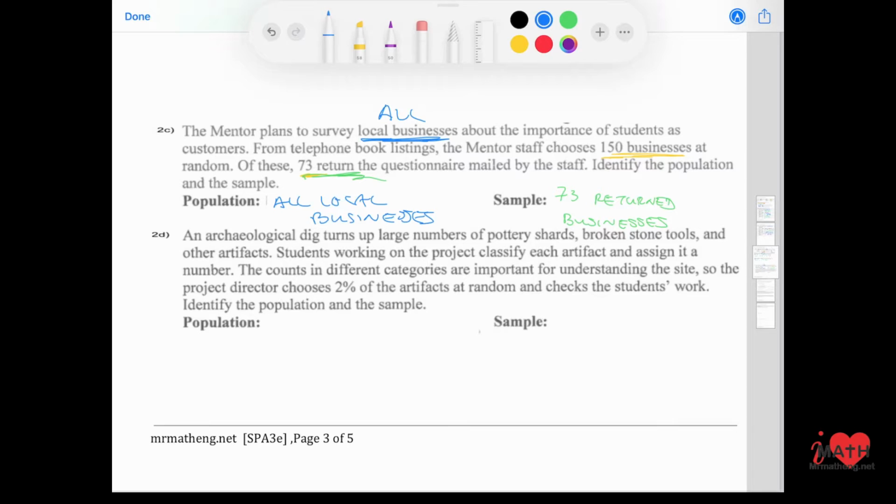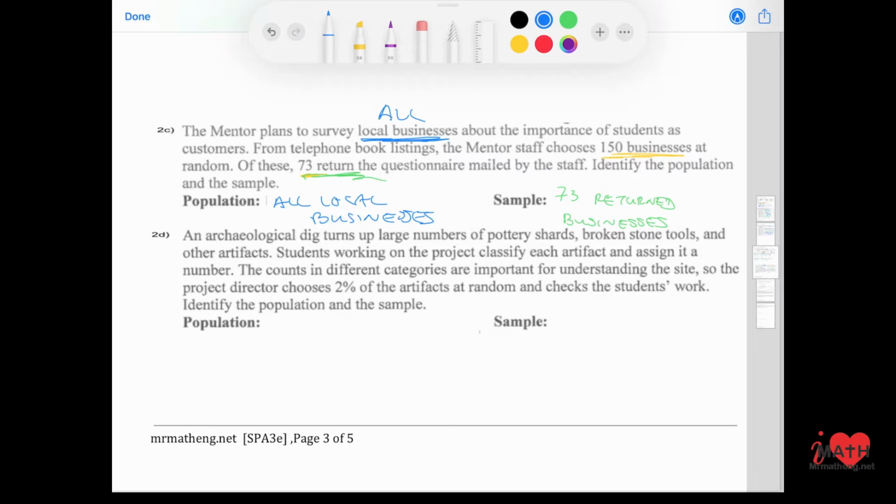All right, 2D. An archaeological dig turns up large numbers of pottery shards, broken stone tools, and other artifacts. Students working on the project classify each artifact and assign it to a number. The counts in different categories are important for understanding the site, so the project director chooses 2% of the artifacts at random and checks the students' work. Identify the population and sample.